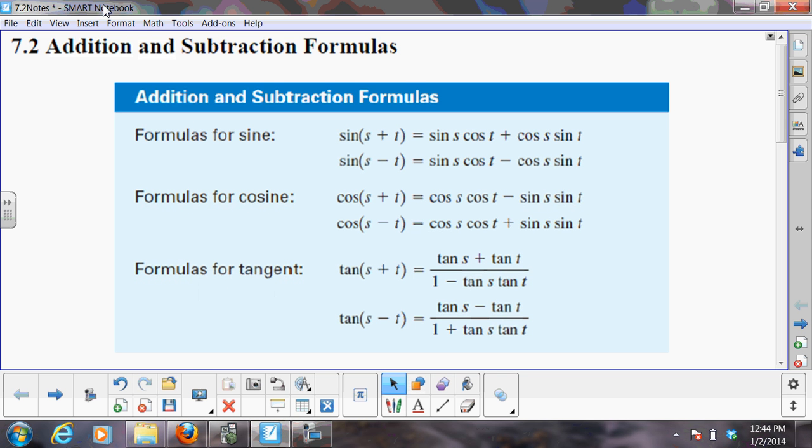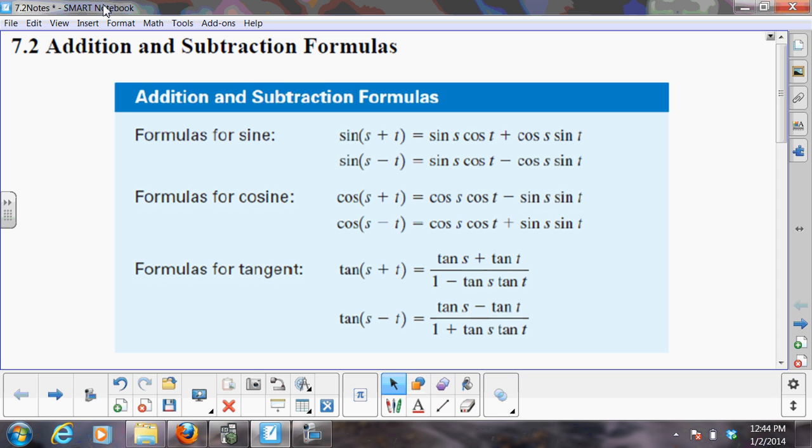This is section 7.2, addition and subtraction formulas for trig functions. So first you start off with a whole list of trig functions. They are on your deck, so you should know them. Just a little FYI.